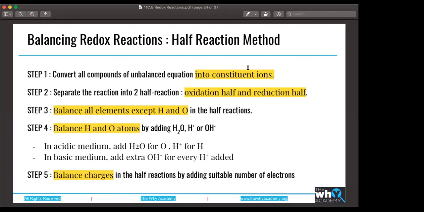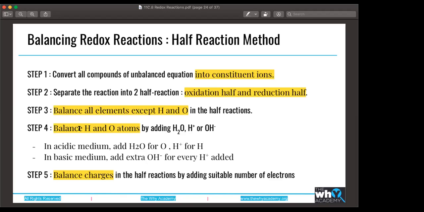Then once you have the half reactions, you balance all the elements except H and O, by the law of conservation of mass: number of atoms on LHS equal to number of atoms on RHS. The reason why you leave out hydrogen and oxygen is because you do have hydrogen and oxygen from the medium, from the acid or the base or water. So balance everything except H and O.